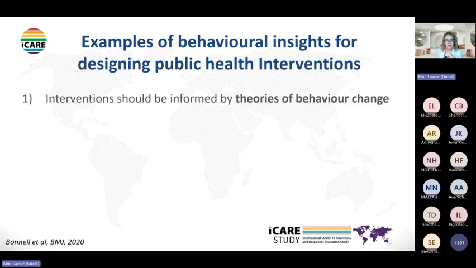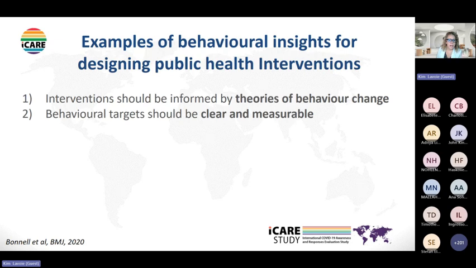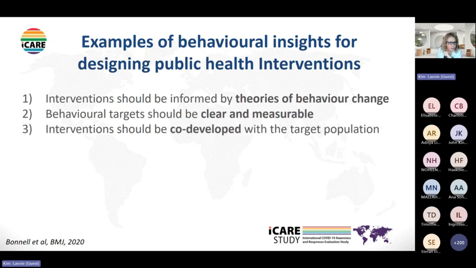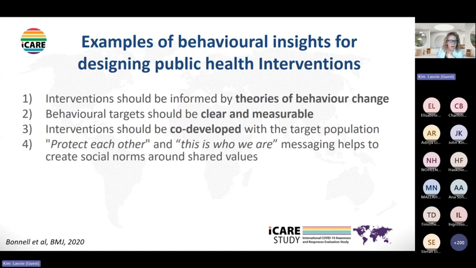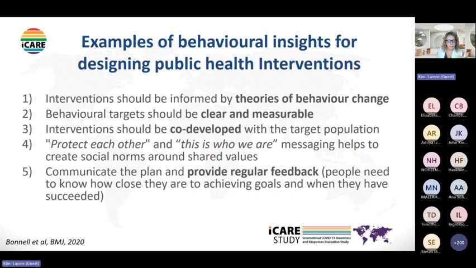Now, other examples of using behavioral insights for designing public health interventions. Interventions should be informed by theories of behavior change. Targets should be clear and measurable. Interventions should be co-developed with the target population. "Protect each other" and "this is who we are" messages were shown to be particularly effective throughout the pandemic. And you want to make sure that whatever you communicate to the public, you provide regular feedback on how those interventions and how people's efforts are doing.